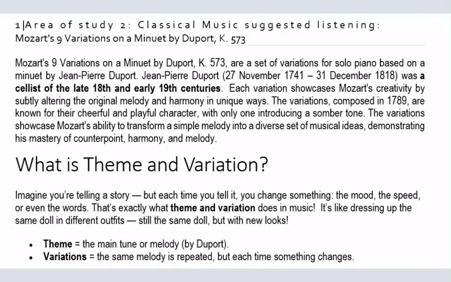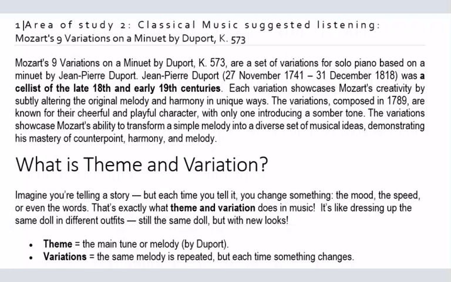Imagine you're telling a story, but each time that you tell it, you change something. The mood, the tempo, even the words. We don't have words here. So we're going to look at the elements of music, how we can put variations to a theme. And that's exactly what we have with a theme and variation. It's like dressing up the same doll in different outfits. It's still the same doll, and every time you have a new look.